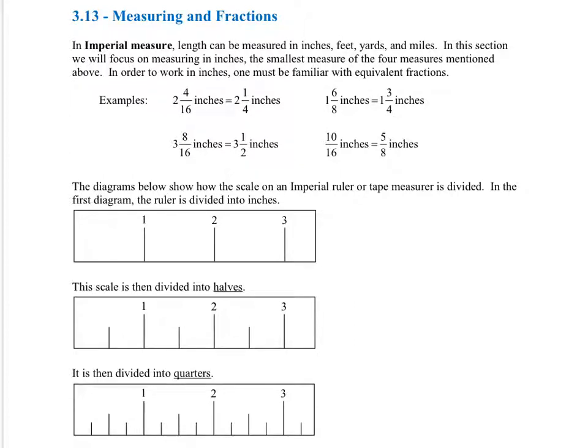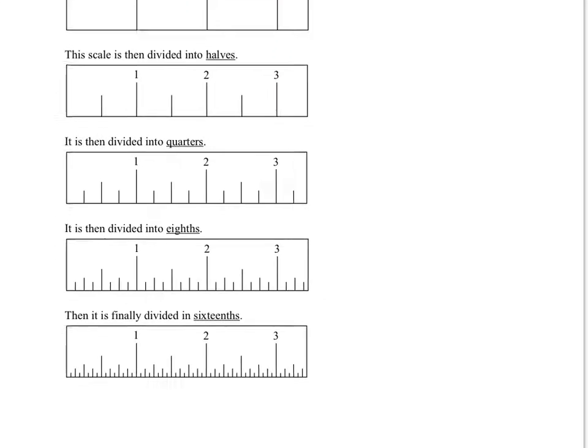So in the diagrams below, they show how an imperial ruler or tape is divided. So first we have the inches, right? And then we have the rulers divided into half inches. So the half inches are all marked there. So that's a half inch. This is 1.5, so that's 1.5 inch. 2.5, 2.5 inches. Then they keep dividing.